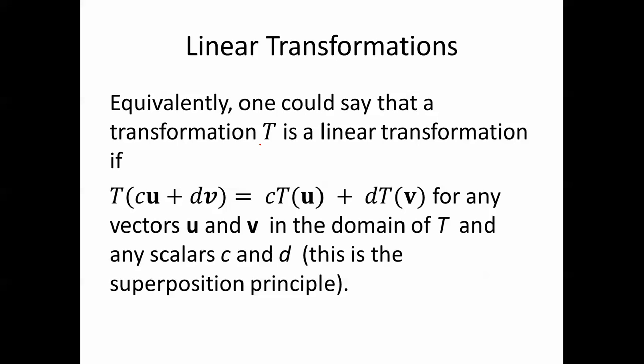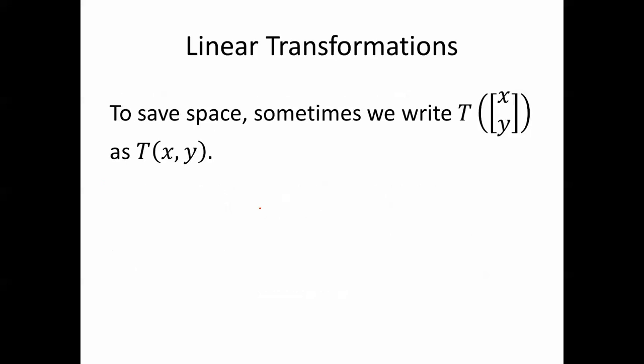Equivalently, one could say that a transformation T is a linear transformation if T of cu plus dv equals c times T of u plus d times T of v for any vectors u and v in the domain of T and any scalars c and d. This is the superposition principle. Basically, you're applying the same principles we just saw. You can break this up into T of cu plus T of dv, and you can pull out the c and the d. To save space, sometimes we write T of the vector (x, y) as just T of (x, y).